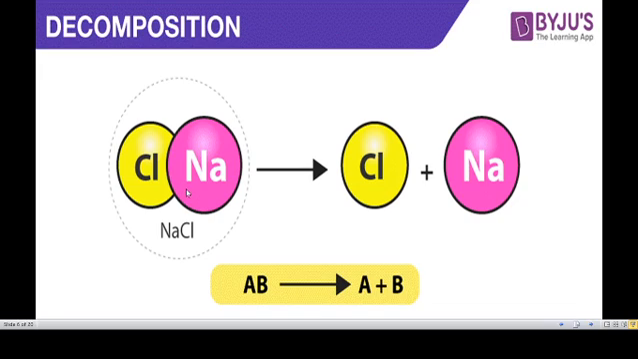This is also an example of a decomposition reaction. Sodium chloride, NaCl, is converted into sodium and chlorine. So one reactant is involved in this reaction to form more than one product, that is sodium and chlorine. This is a decomposition reaction: AB, a reactant, forms A plus B.